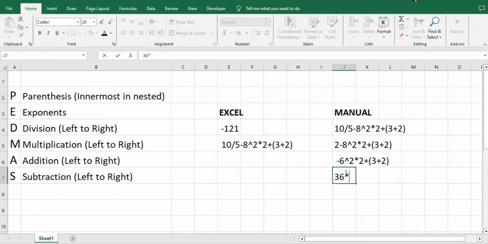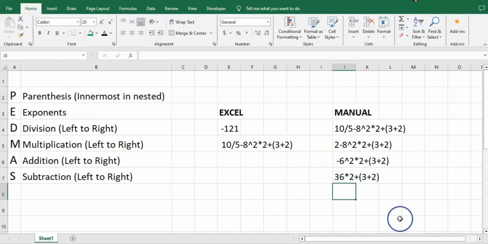and multiply by 2 plus in bracket 3 plus 2. Then 36 multiplied by 2 is equal to 72, plus in bracket 3 plus 2, which is 77. So 72 plus 3 plus 2 is 77. That is our answer, which is incorrect compared to Excel.